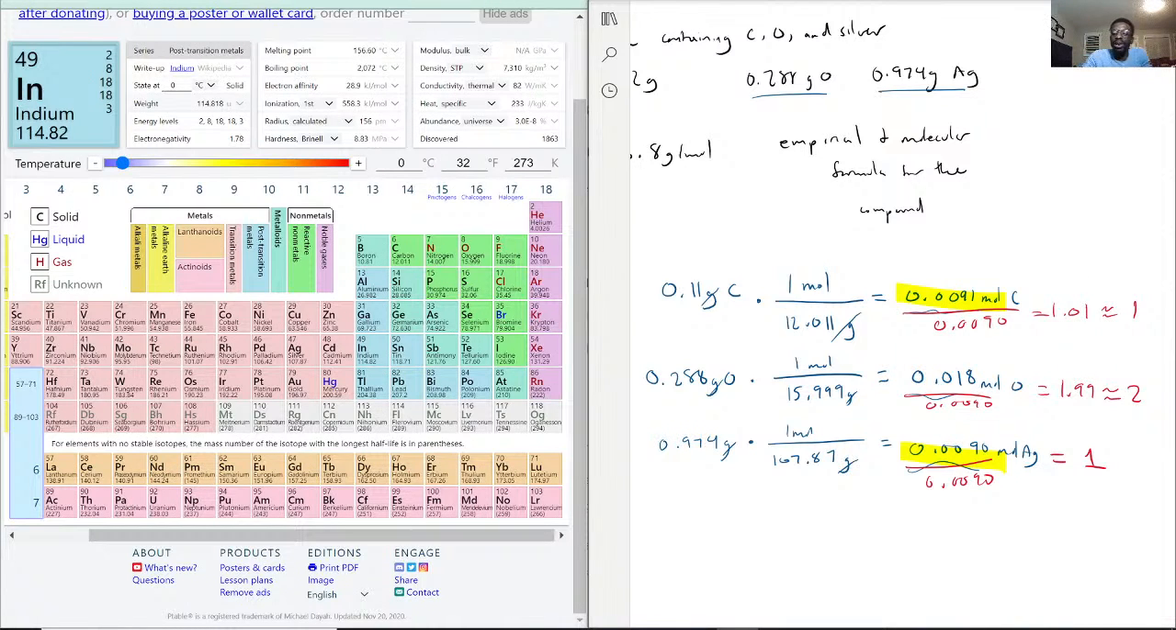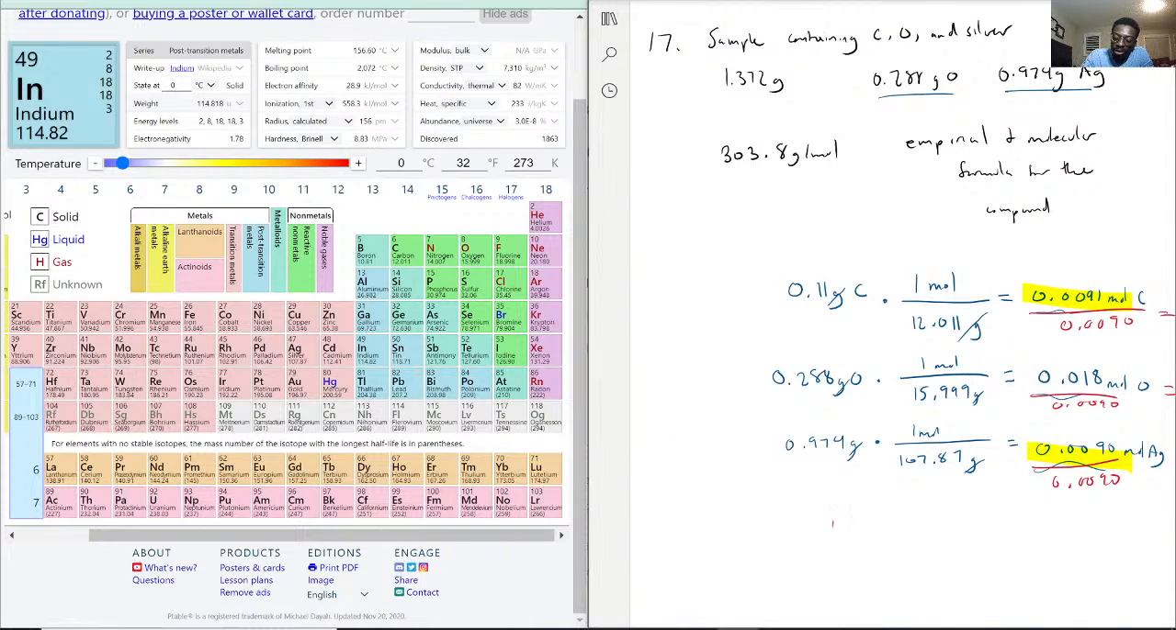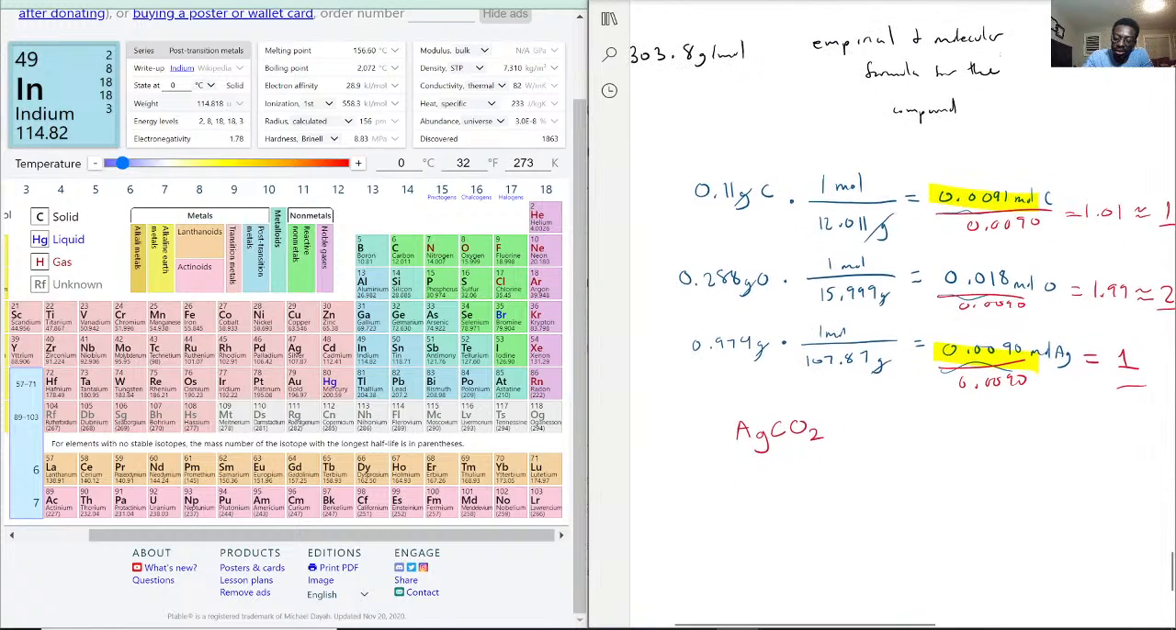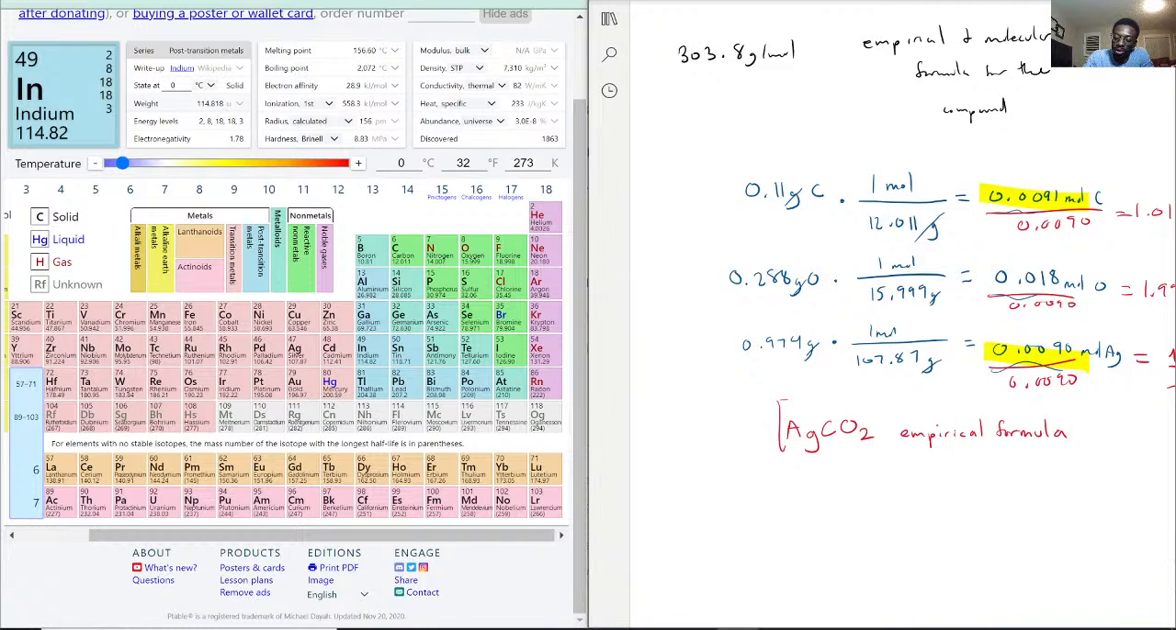If we write the empirical formula based on these ratios, starting with the metal before the non-metal, we have AgCO2. This right here is our empirical formula. It's the lowest multiple of it. And the reason I say the lowest multiple of it is because exactly it's 112.